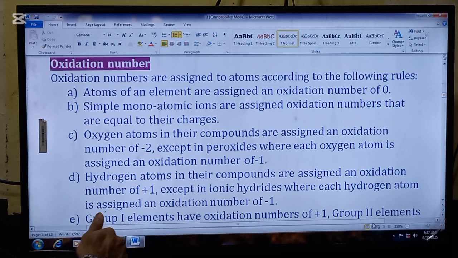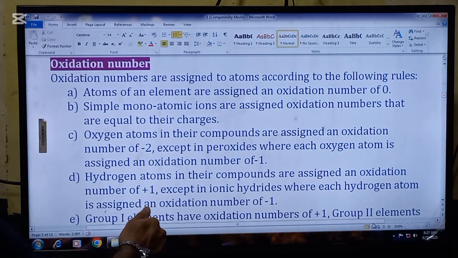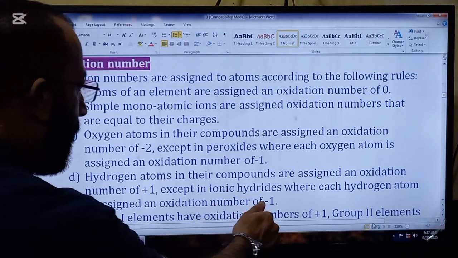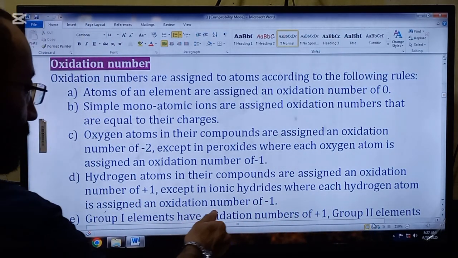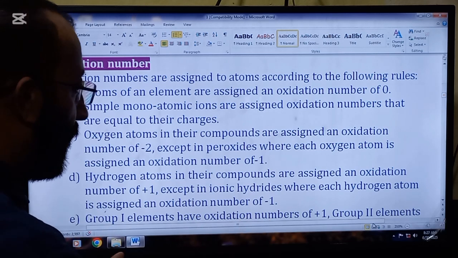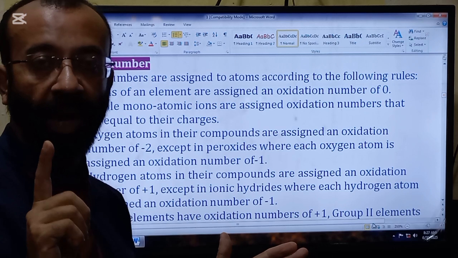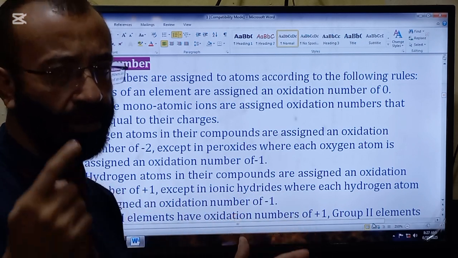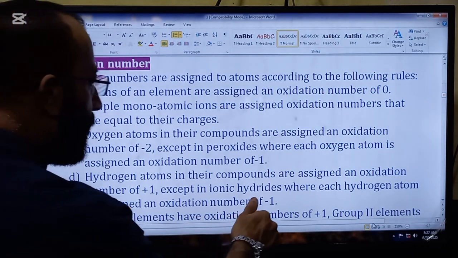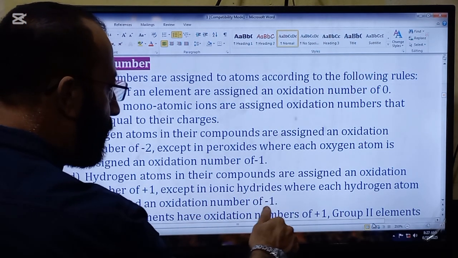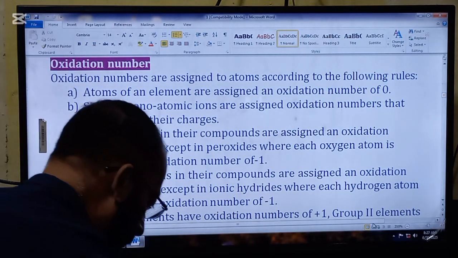Next rule is hydrogen atoms in their compounds are assigned an oxidation number of +1, except in ionic hydrides, where each hydrogen atom is assigned an oxidation number of -1. So as far as hydrogen is concerned, the oxidation number of hydrogen is +1 in all the compounds, but there is one exception in this also, that is in ionic hydrides. In ionic hydrides, the oxidation number of the hydrogen atom will be -1.